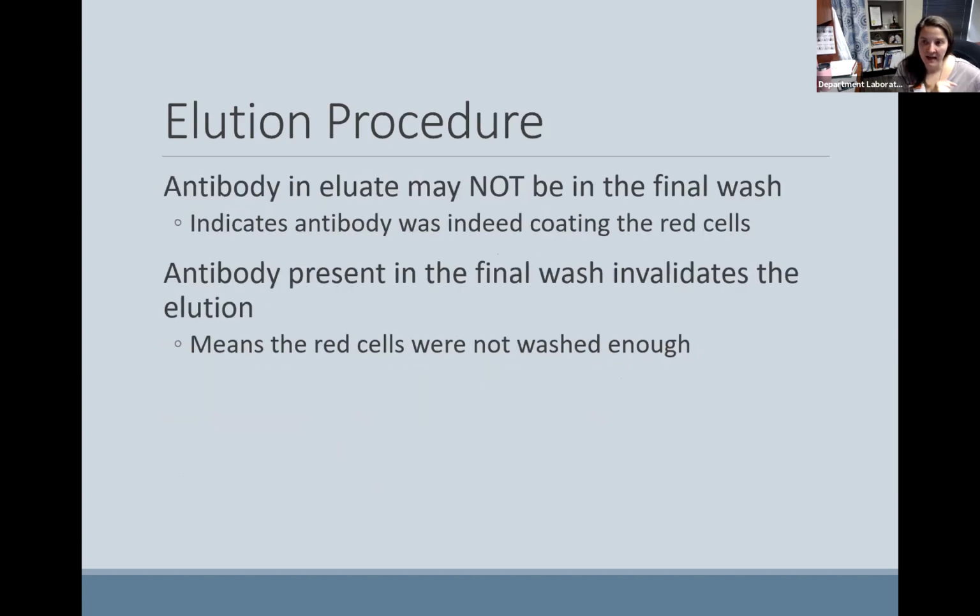Just like I mentioned, that antibody cannot be included in the final wash. So if you perform an eluate, you run your final wash, and your final wash has reactions, that indicates there's antibody in that last wash. That indicates that the wash was not appropriate enough. You have to repeat the whole process. All right.